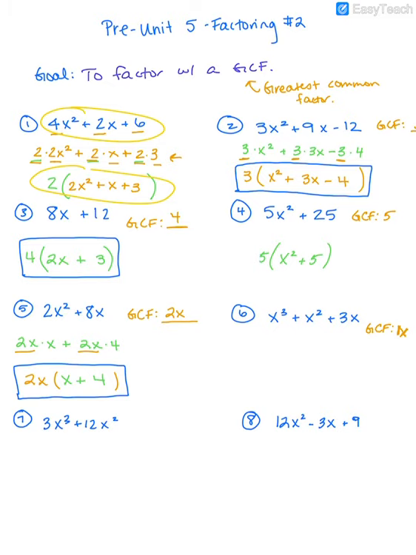Okay. So when I pull out that x, I'm going to have x times what would give me x to the third? It would have to be x squared. Plus x times x would give me x squared. Plus x times what would give me 3x? 3. And that would be your final answer.